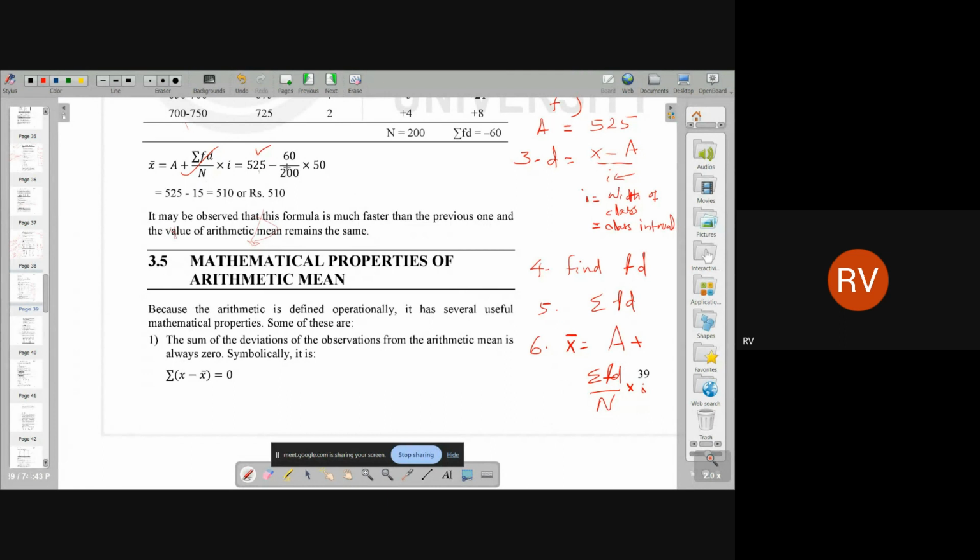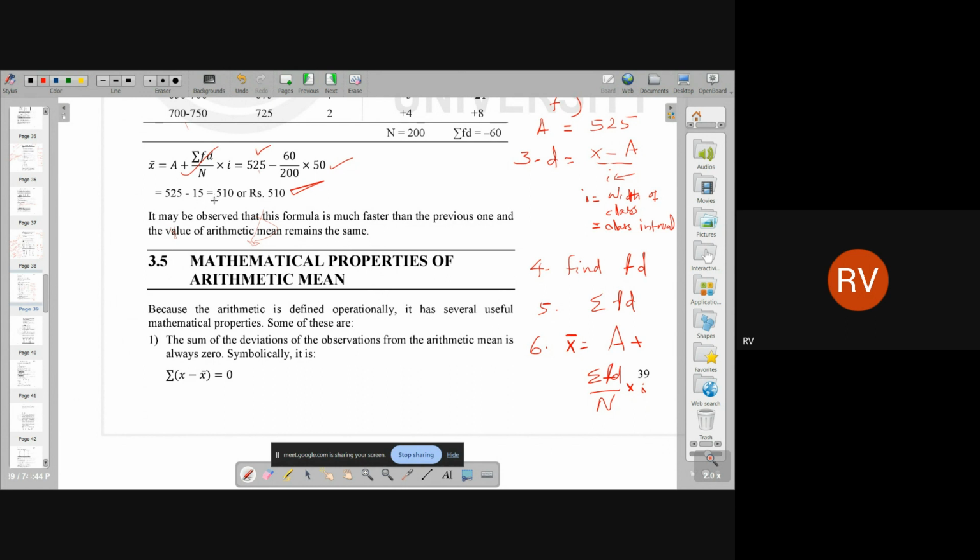Then sigma fd is minus 60, by n. N is the total number of firms, 200, into I, the class interval, 50. Then 60 by 200 into 50 is 15. So 525 minus 15 is 510. That is the arithmetic mean.